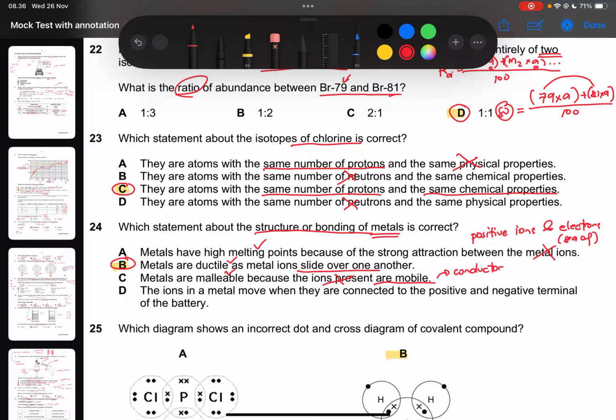Letter D. The ions in a metal move when they are connected to the positive and negative terminal of the battery. So it's not only when they are connected. Remember, the conductivity of the metal is not because of its ions, but because of its sea of electrons, or the delocalized electrons. So the correct answer is B.